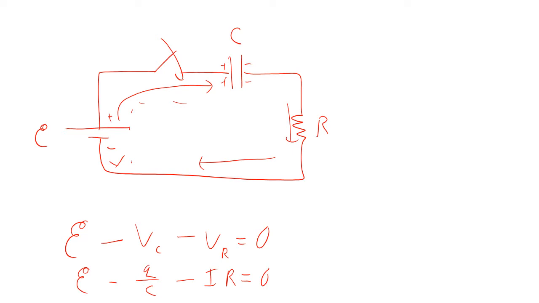Now I is the rate of change of the charge. The charge is increasing, so the dq dt is positive, so we can just go ahead and say that this is now EMF minus Q over C minus dq dt, R equals 0. So what we want to do is do a little bit of algebra here. Let's isolate the dq dt to one side of the equation.